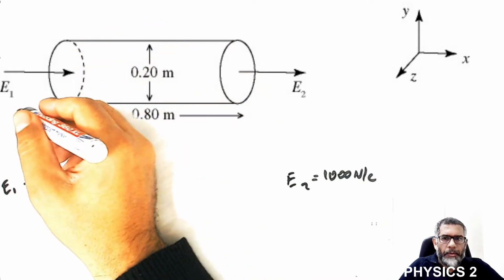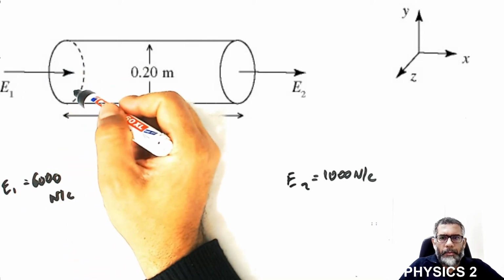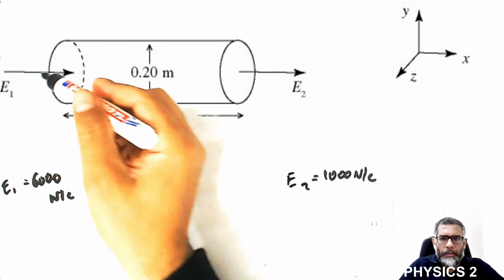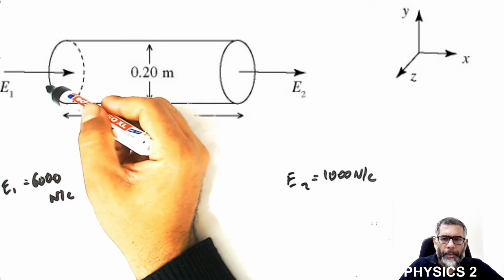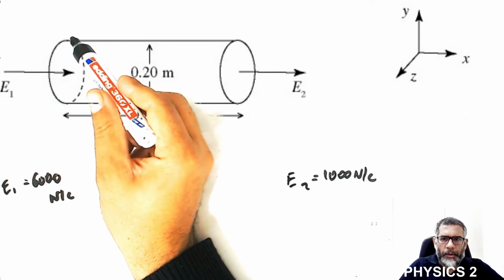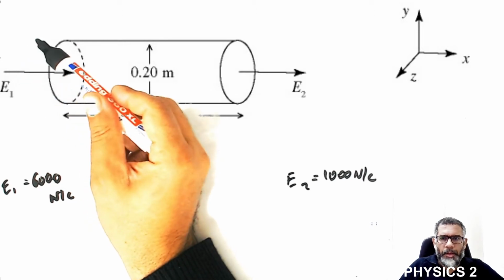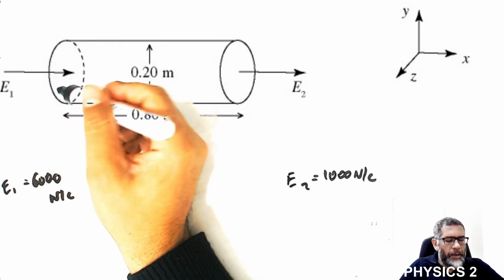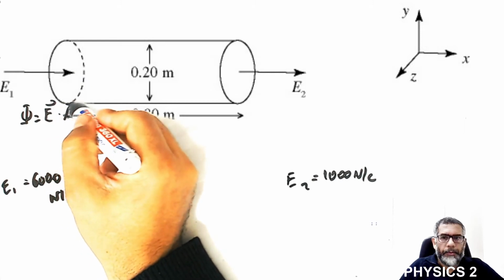Since the electric fields are uniform at given surfaces, we only care about the electric field entering the left cap. The electric field is uniform throughout the left cap. It has a magnitude of 6,000 Newton per coulomb, fixed, constant, and the direction is always the positive x direction. We can use this simple flux expression, E dot A.